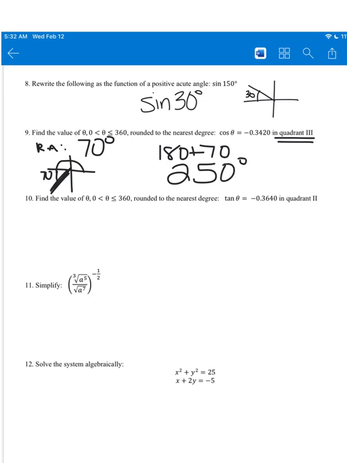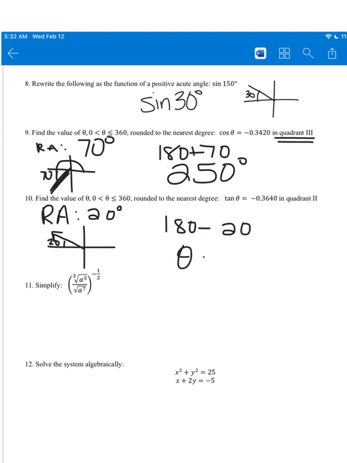For number 10, same deal. You would press second tangent, 0.3640, ignore the negative, and that will tell you the reference angle. The reference angle for this one is rounded to 20 degrees. So then in quadrant 2, this here is 20 degrees, this little piece here. So you would do 180, but you would back up 20 degrees, and that would give you that theta is equal to 160 degrees for number 10.